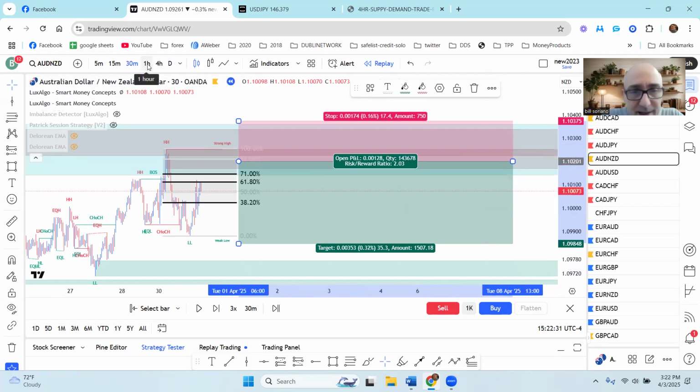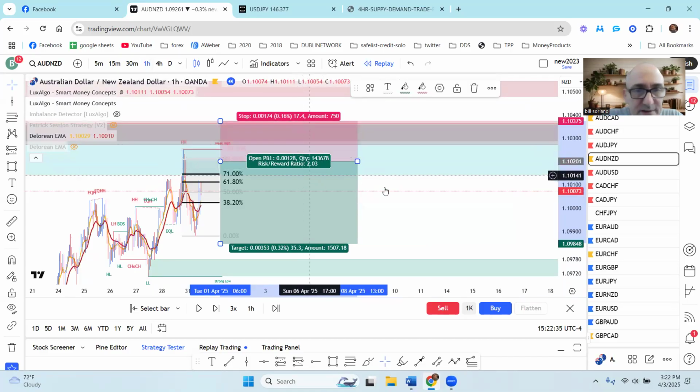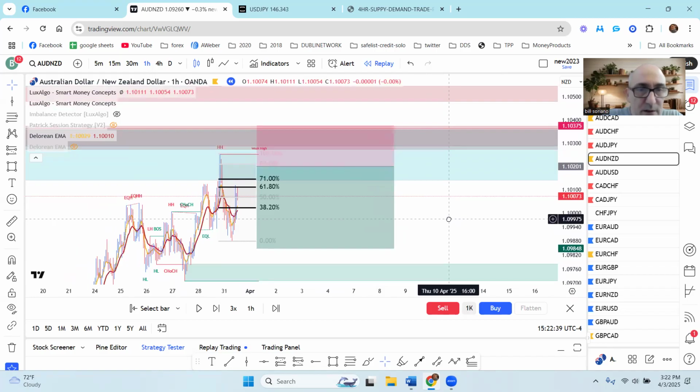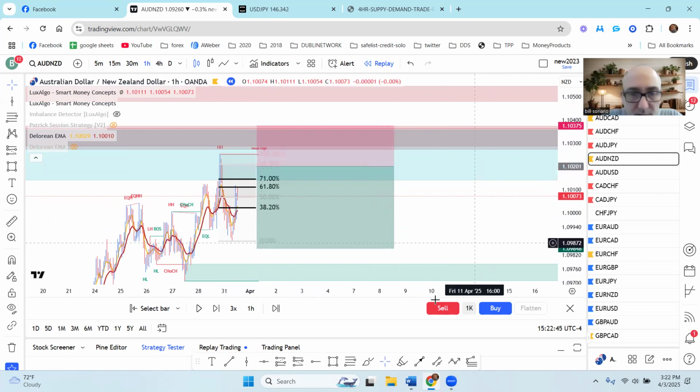So now we can go back to the 1 hour and we have a 1 to 2.03 risk to reward ratio on this trade. Let's see if we can get an entry. So our entry is right up here. Okay, so let's play this forward now and see if we get an entry here.